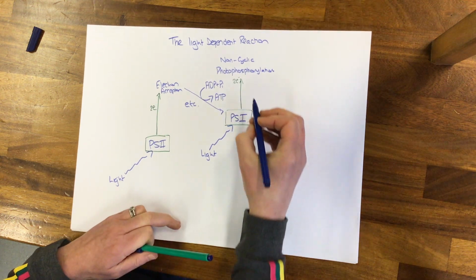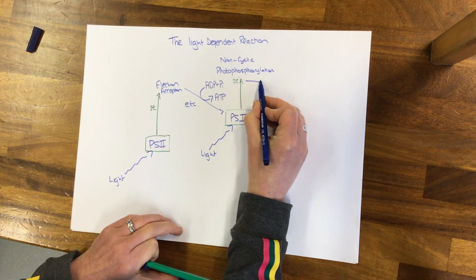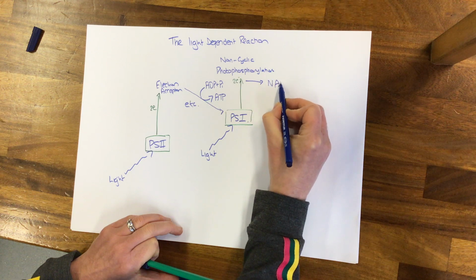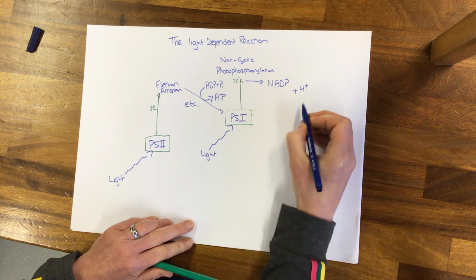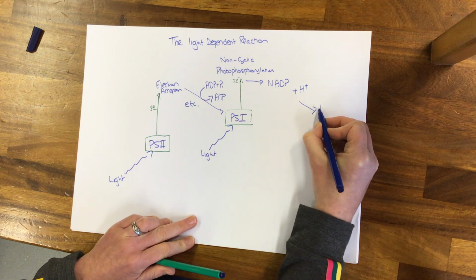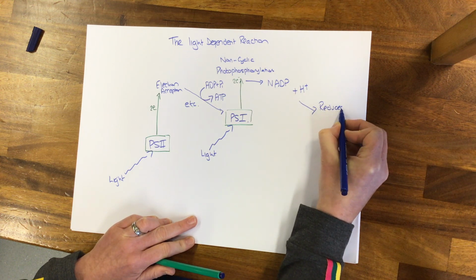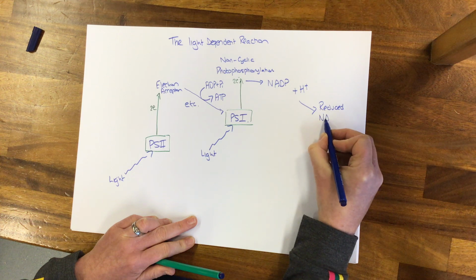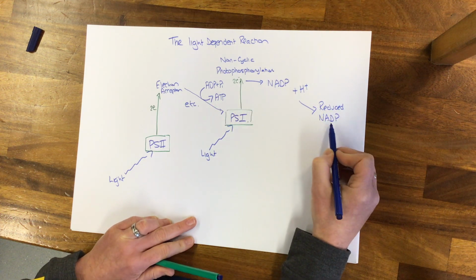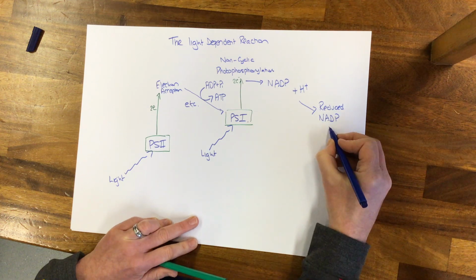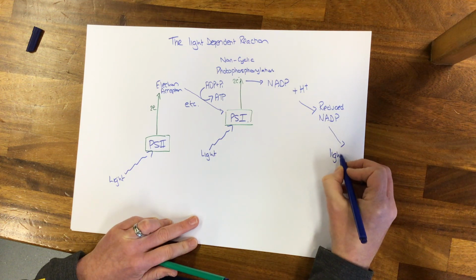These electrons get accepted this time by a molecule called NADP, and along with hydrogen ions, they produce reduced NADP. And if you remember, reduced means that it is the gaining of electrons, so they have gained electrons, so the NADP has become reduced. And this will go to the light-independent reaction.